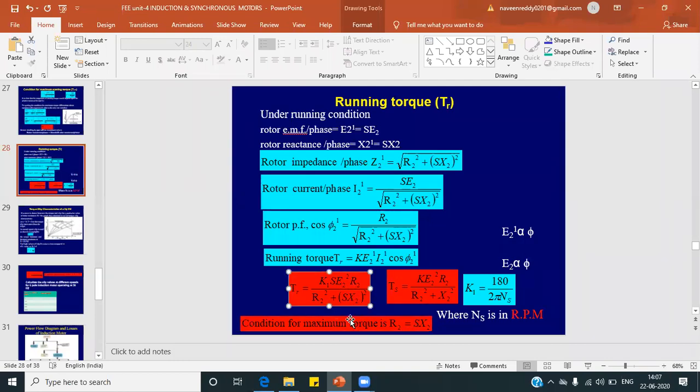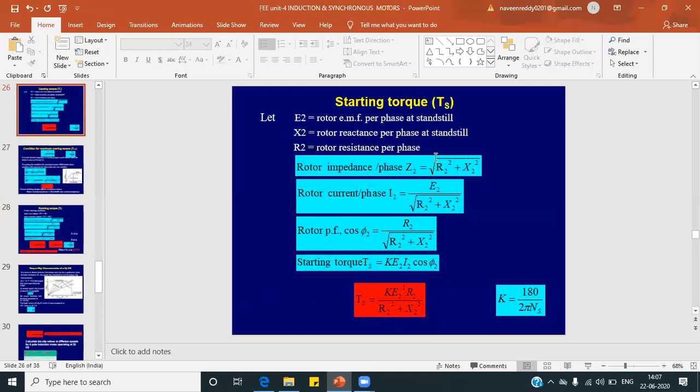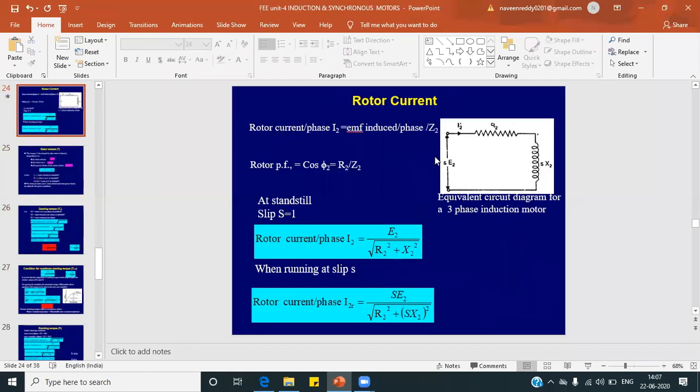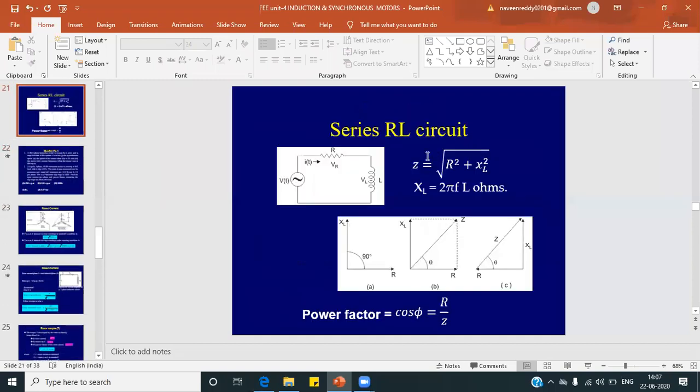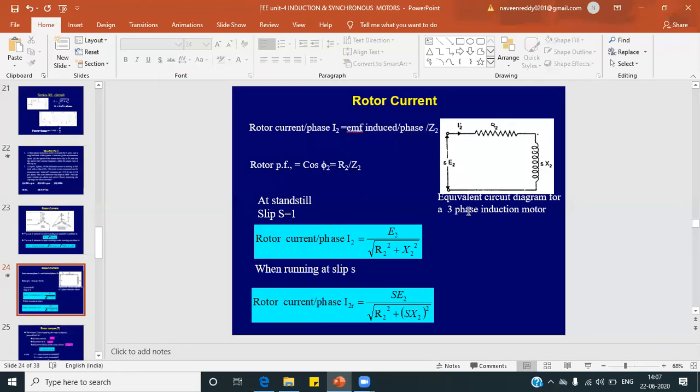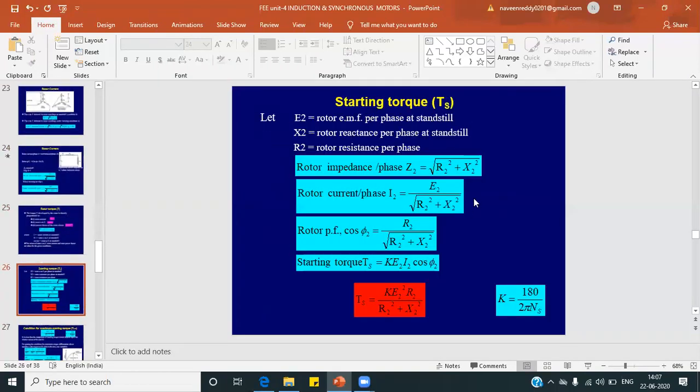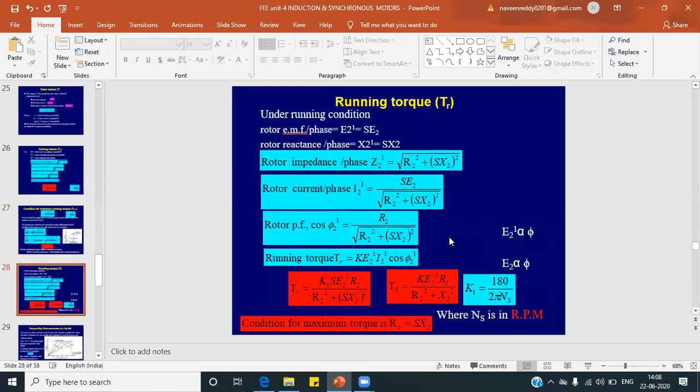Okay, so if you have not understood how these two equations are obtained, I have tried my level best to explain them. How did we get those equations? By explaining the series RL circuit. I have used the series RL circuit also, right? So try to follow this PPT, then you would easily understand.